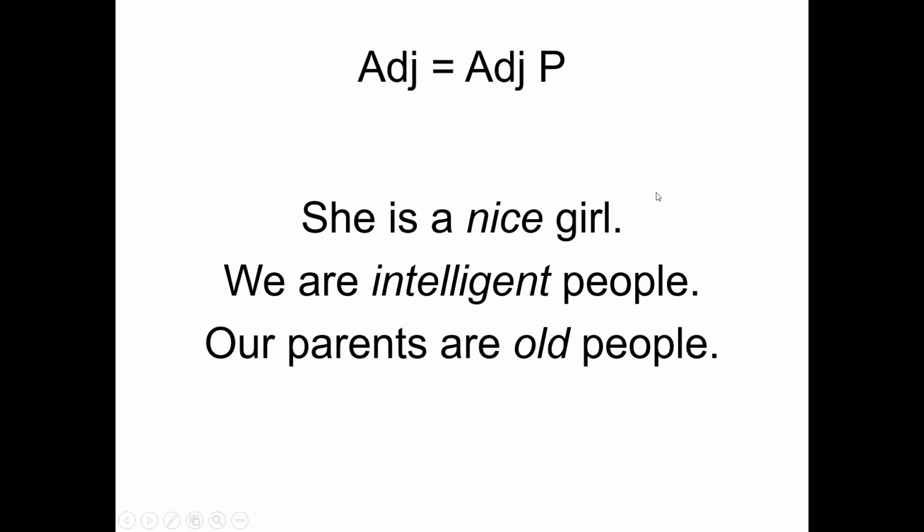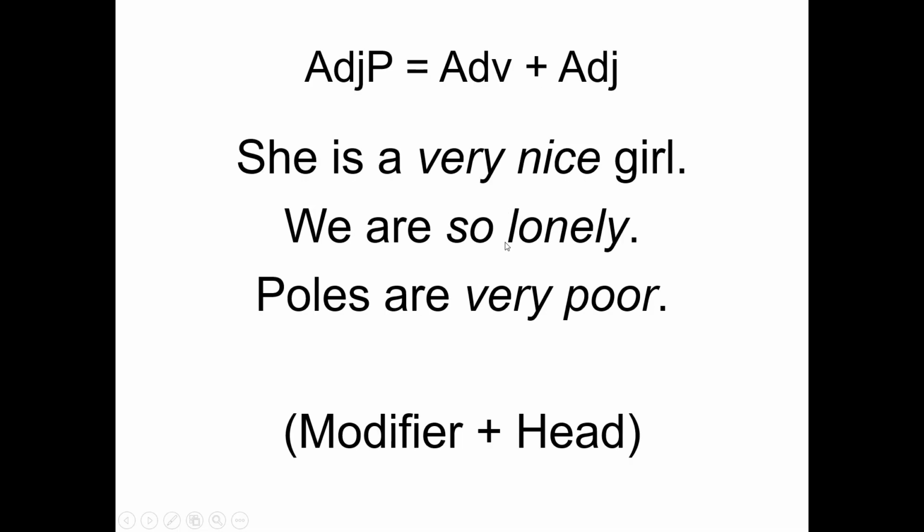What is she like? Nice. Like what? Nice. So nice is a grammatically complete answer to the question like what. So this one adjective is at the same time an adjective phrase. In other cases, what is she like? Very nice. The adjective phrase consists of adverb, very. How nice? Very nice. So this is a degree adverb. And nice is the head in the phrase. It is the adjective. Okay.